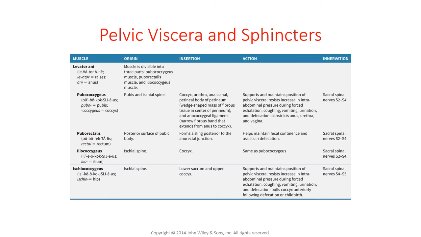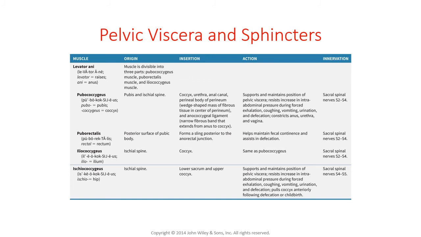Okay. So as far as levator ani, very simple. I want you to know, for the most part, the names of the muscles. You've got the pubococcygeus, the puborectalis, and the iliococcygeus. These are all innervated by the sacrospinal nerves. Again, these help maintain position of the pelvic viscera. They help increase intra-abdominal pressure for forced exhalation, coughing, urination, and defecation. They also constrict the anus, the urethra, and the vagina in the female.